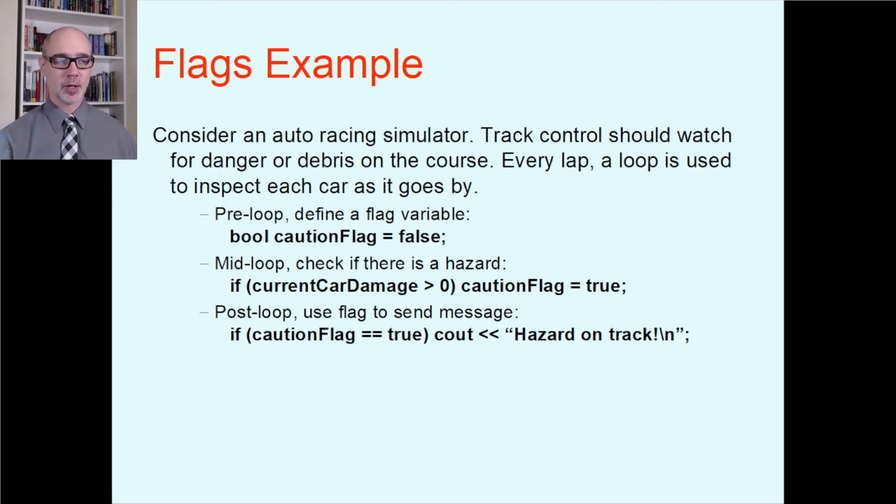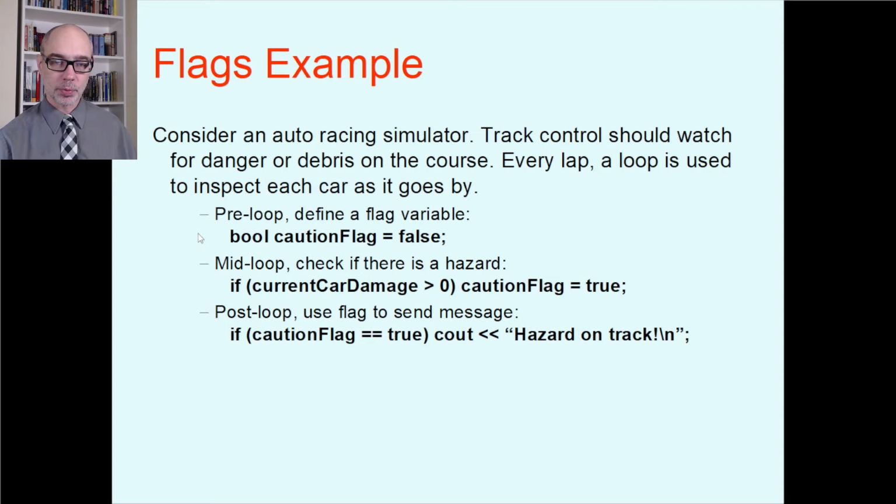Track control should watch for danger or debris on the course. In real life, if there's trash or dangerous stuff on the course, they wave a yellow flag to tell everybody to stop racing, slow down, and watch out for that debris so you don't crash. So every lap, there'll be a loop representing a watcher inspecting each car as it goes by. You have a while loop that says, while there's another car, and here comes another car, and we'll look at all of them and find out whether anybody's damaged or not, whether they're throwing debris onto the course.